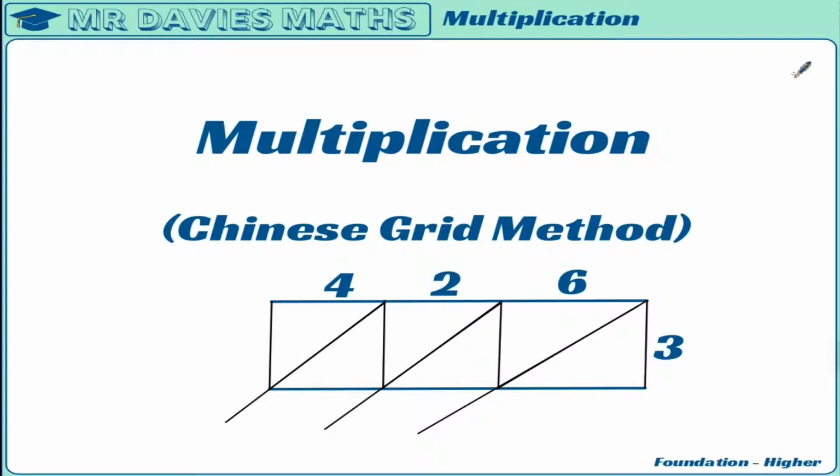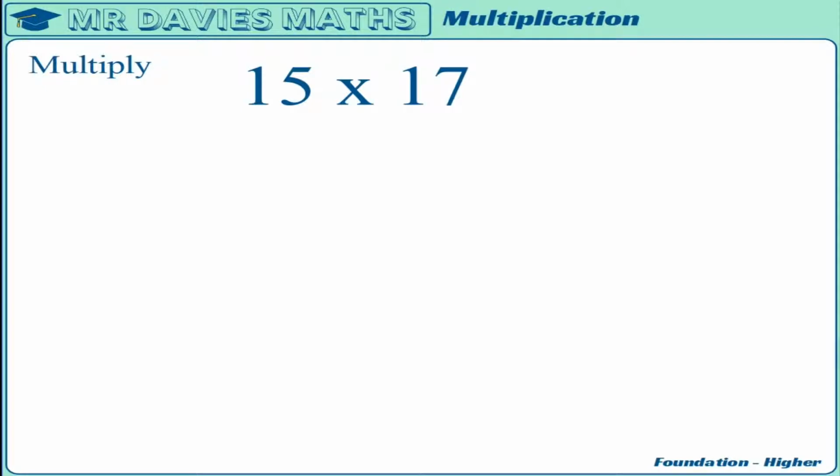In this video, we're going to be looking at multiplication. Now, I'm going to be concentrating on the Chinese grid method. There are lots of different ways to do multiplication, but this is my favourite, and I think this is the easiest one for most. Here we go. Right, 15 times by 17.